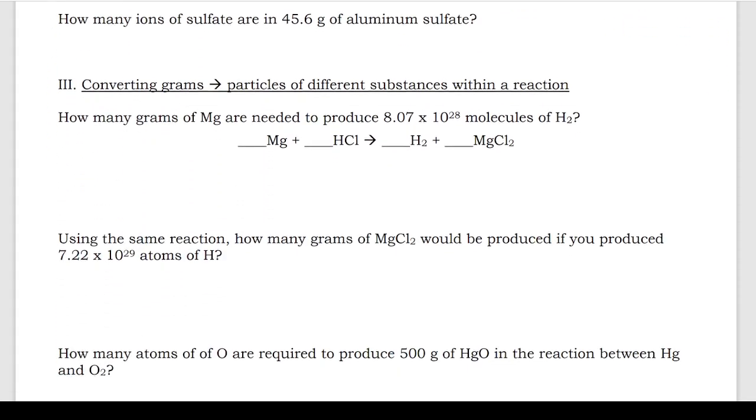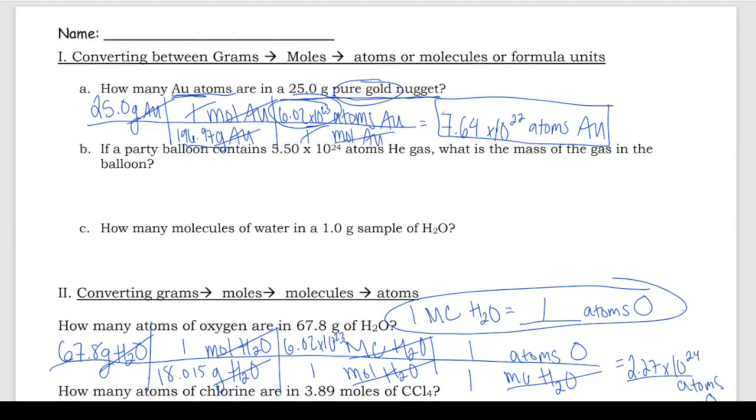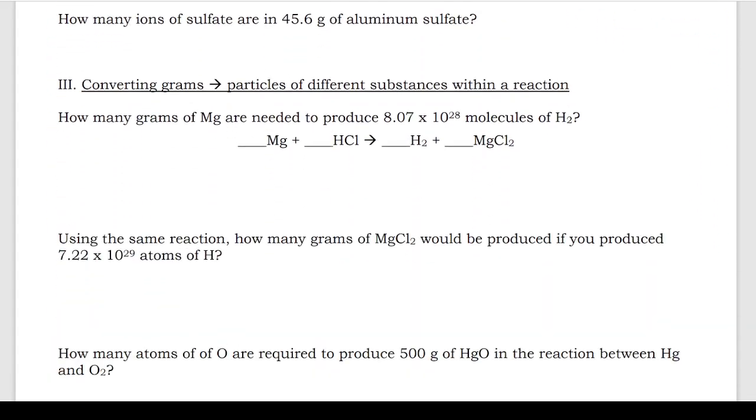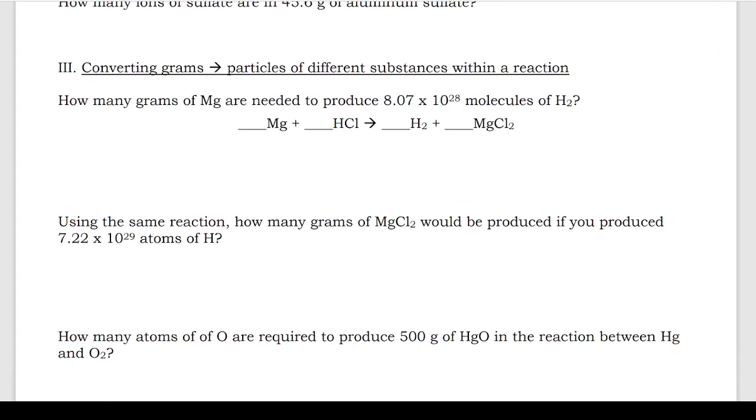All right, let's jump down to the third section. So I did one example from section 1, one example from section 2, and then I want to do an example from section 3, and then we'll go back through and kind of fill in more of our blanks. So this is when we're converting from grams to particles of different substances within a reaction. So first of all, you'll notice that right away we're starting with a chemical reaction, which is different than the first 2 sections of these notes. It says how many grams of magnesium are needed to produce 8.07 times 10 to the 28th molecules of H2.